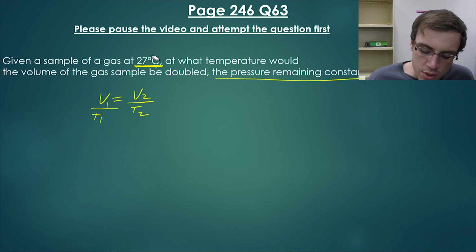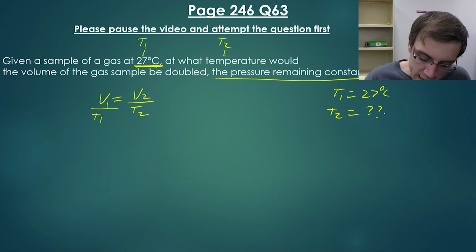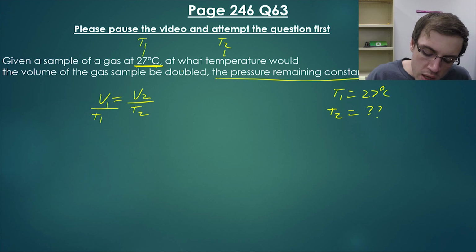Now, the first thing I'm going to do is start to associate our unknowns here with some of our information. So given a sample of gas at 27 degrees Celsius, that's going to be our T1. At what temperature? That's going to be T2. Would the volume of the gas be doubled? Okay, so this is interesting because we're not given any volumes. However, we are told that the volume of the gas is doubled.